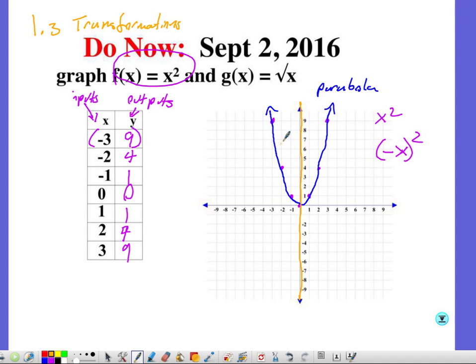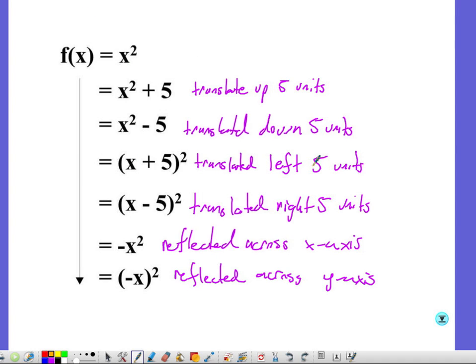The left side is a mirror reflection of what is on the right side. So this is why the parabola did not change in any way. It actually just, this side went over to the left and the left side went over to the right. And so the parabola is actually very symmetrical along the y-axis, which is why it didn't change. But whenever we have that negative inside of the parentheses, it's going to be a reflection across the y-axis. Okay.